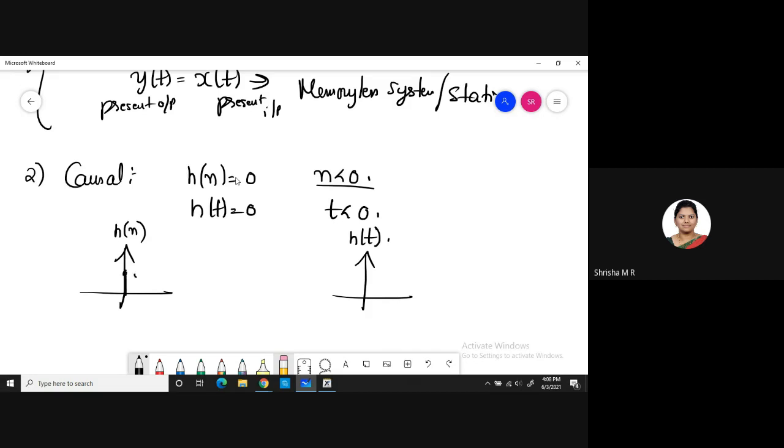If it is from 0 to infinity, it should have values, and here also from 0 to infinity, if you have some value, then it's a causal system. H of n has samples to the right of n is equal to 0, or to the right of t is equal to 0. At that time the system is causal. There are no samples to the left of n is equal to 0. If this condition is satisfied, then it's a causal system. Understood? Is it clear?